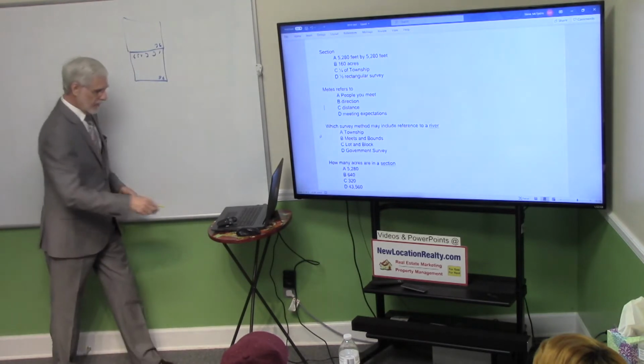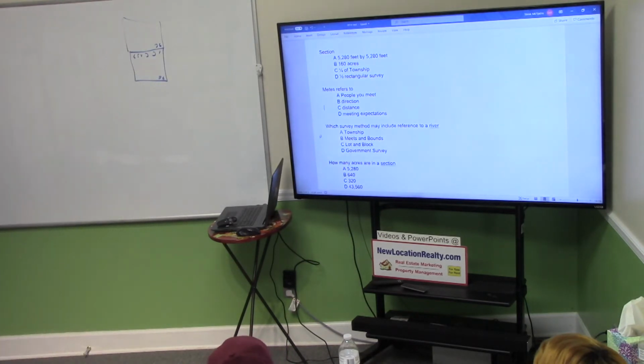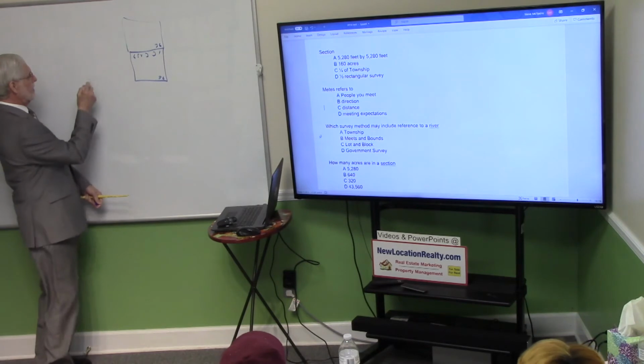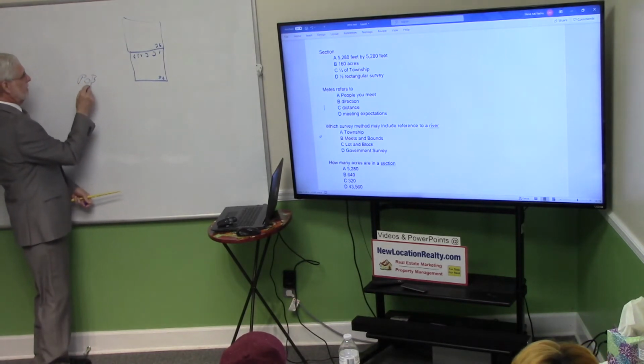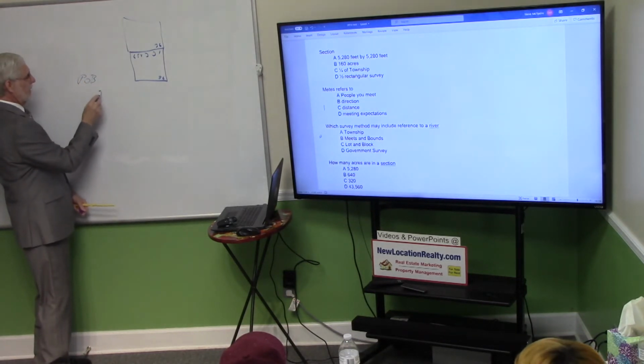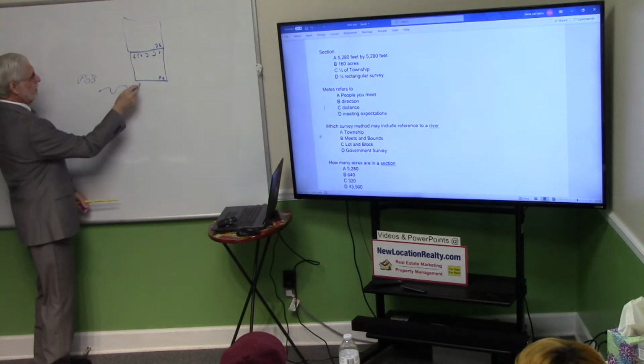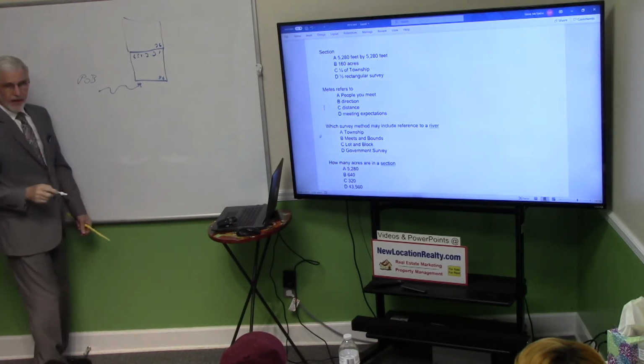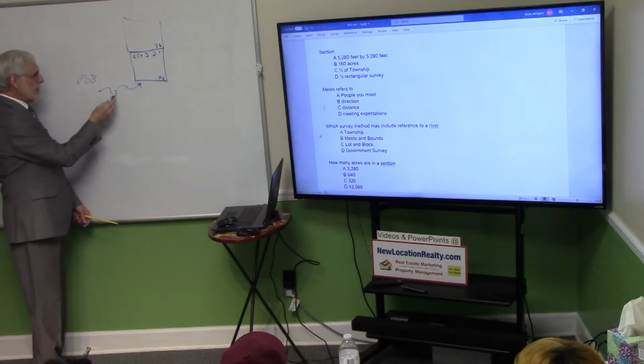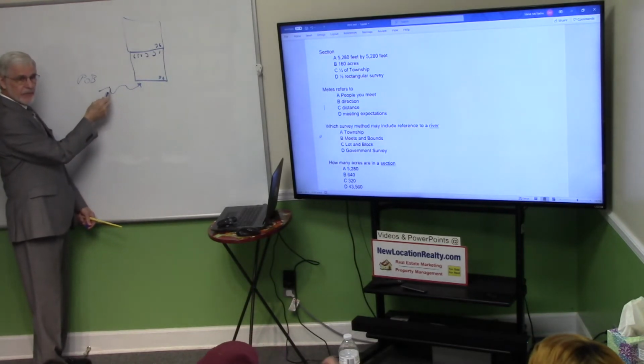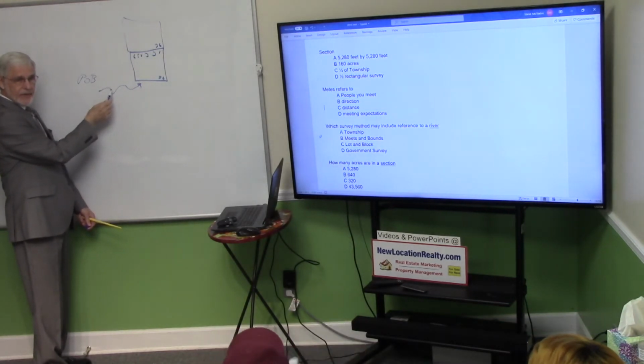That's down in the government survey. Metes and bounds has a point of beginning, which is here, and it may follow the river to the next monument. Remember, the river can change. True. And if the river changes, your property boundary changes.